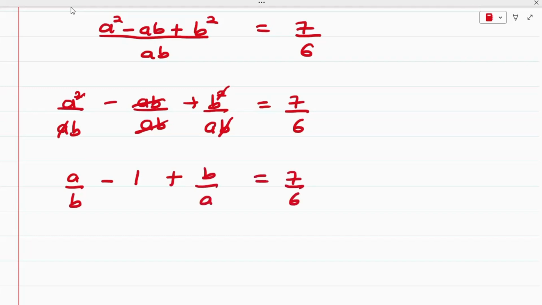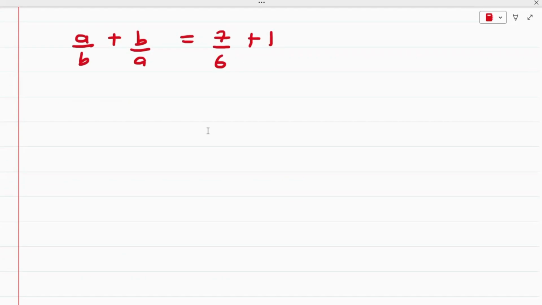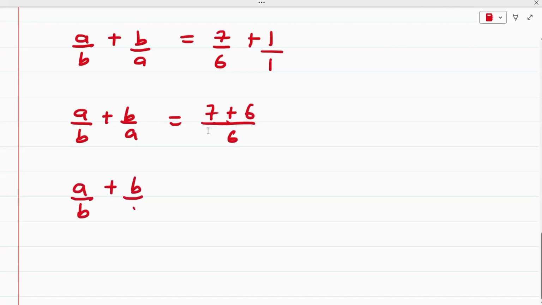Collecting like terms, we have a over b plus b over a is equal to 7 over 6 plus 1. Looking for the LCM, we have 6. 6 divides 6 once, 1 times 7 is 7, plus 1 over 1, 6 times 1 is 6. So we have a over b plus b over a is equal to 7 plus 6, which is 13 over 6.